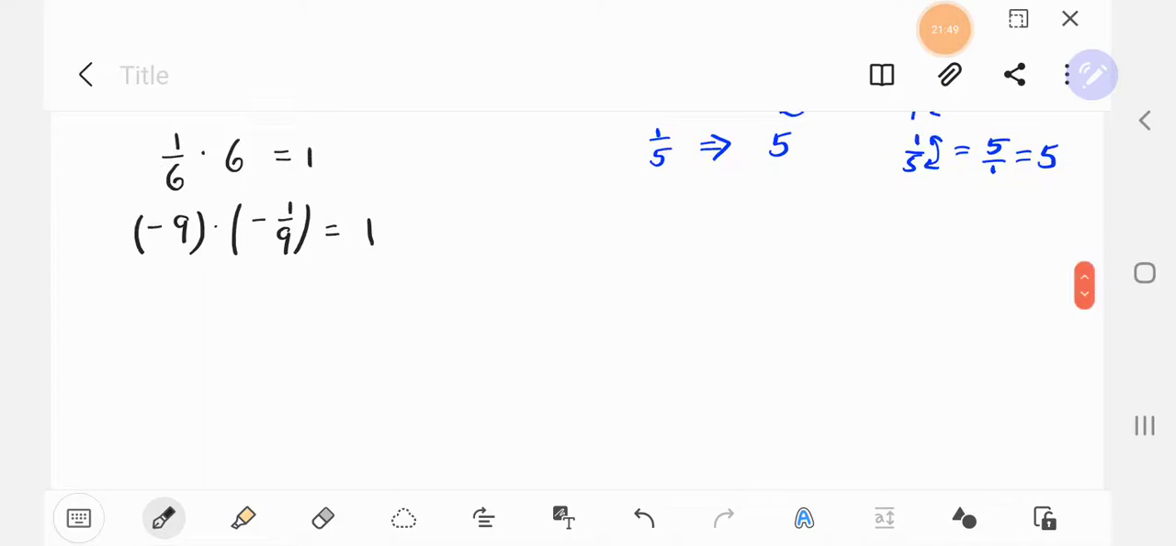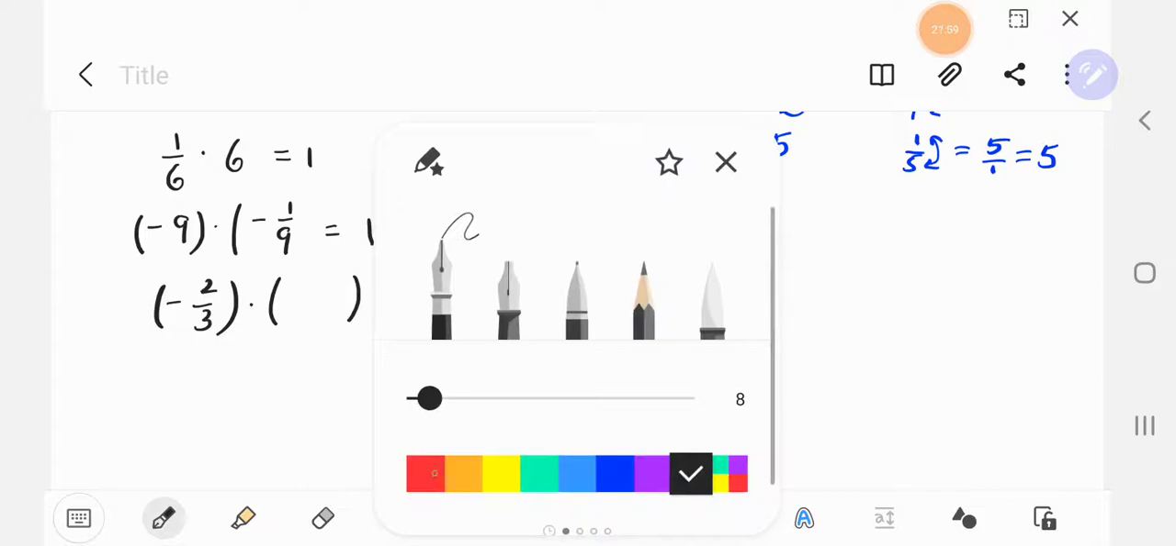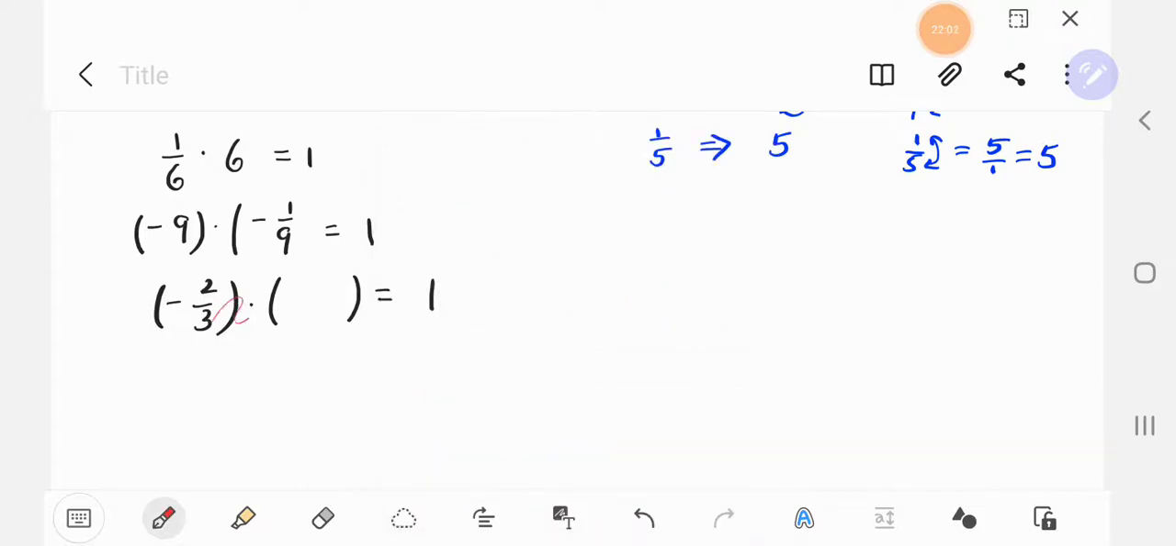Okay. How about you have negative 2/3? So I want to multiply this by some number so that it becomes 1. Then what should you multiply? The reciprocal of this number. So negative 3 over 2. Don't forget the negative sign. Can you see it? Try more. This is a really important concept.